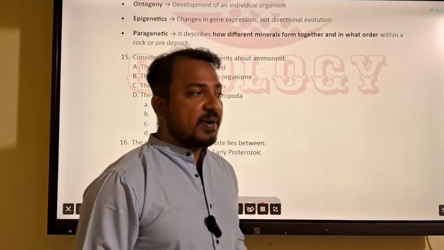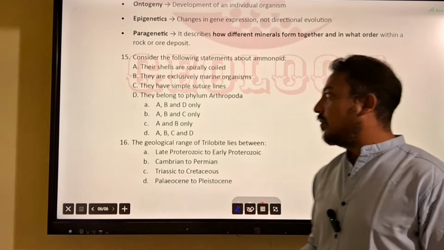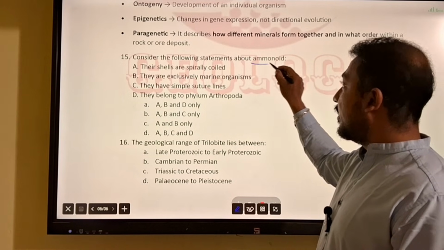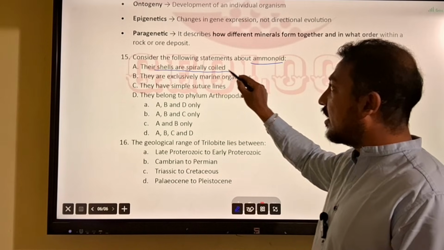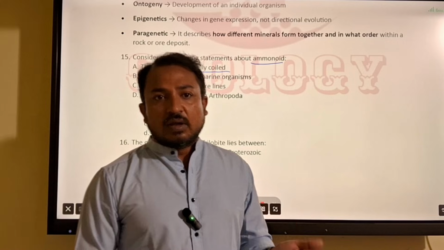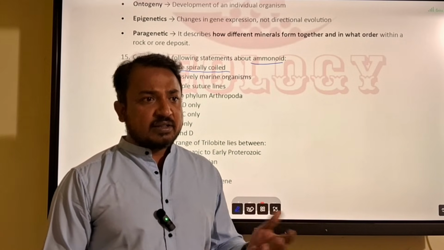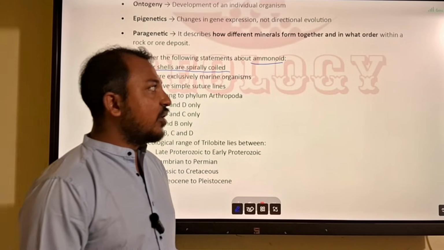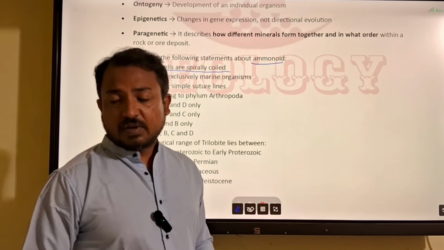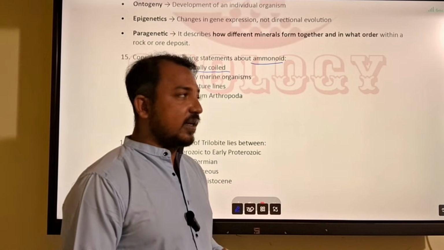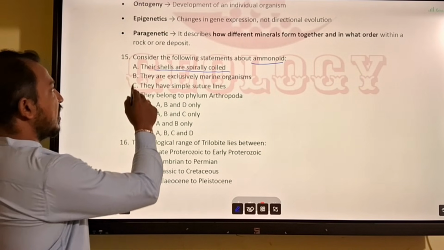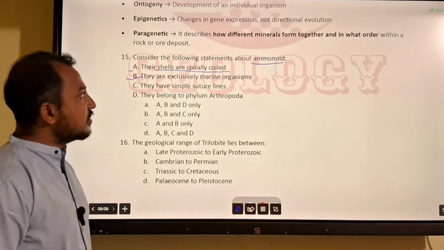Then consider the following statements about ammonoids. Ammonoids belong to cephalopods. In ammonoids the shell is spirally coiled, because cephalopods can also contain a straight shell. You can take the example of belemnites, that is a straight shell. Otherwise, they have a curved or coiled shell. So ammonoids belong to the coiled shell type. The shells are spirally coiled, and they are exclusively marine organisms. All the cephalopods are exclusively marine, so it is correct.